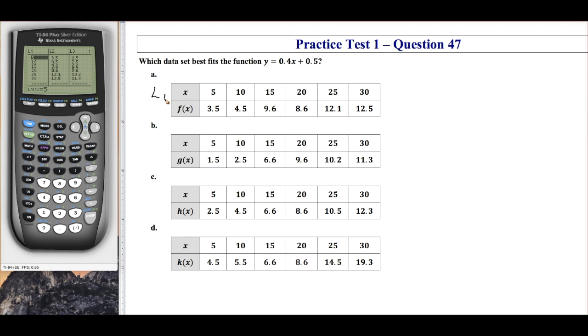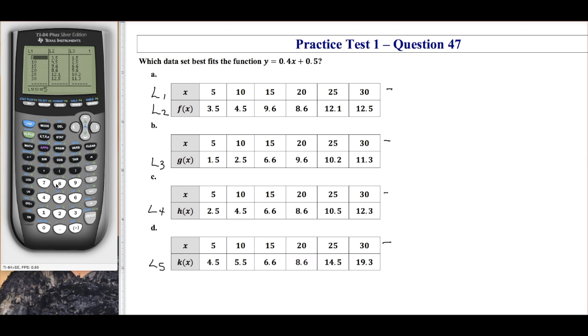In list L1, we're going to input our x values. And notice that our x values are the same for each of our 4 data sets. In L2, enter your f of x values. L3, g of x. L4, h of x. And L5, k of x.